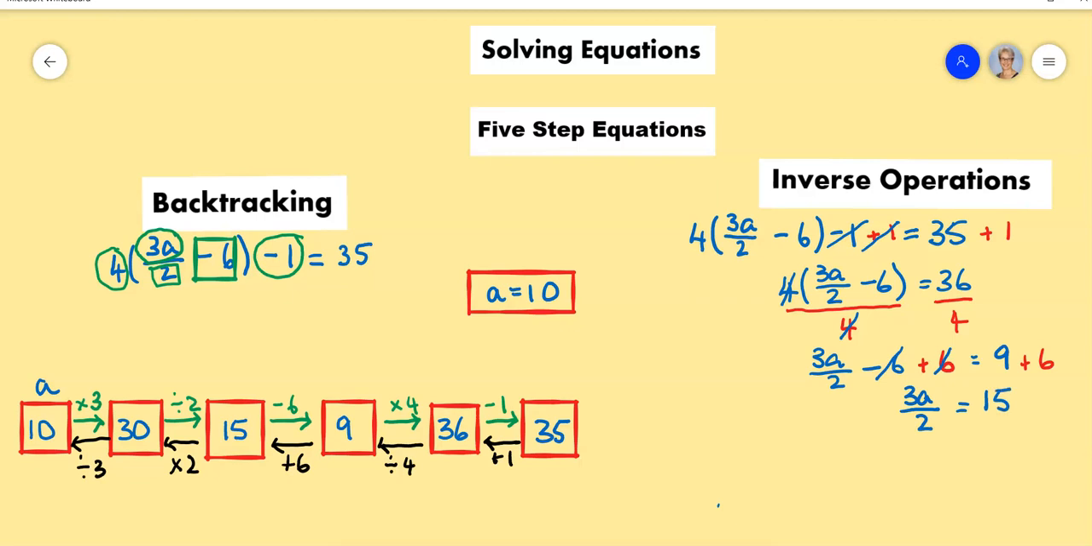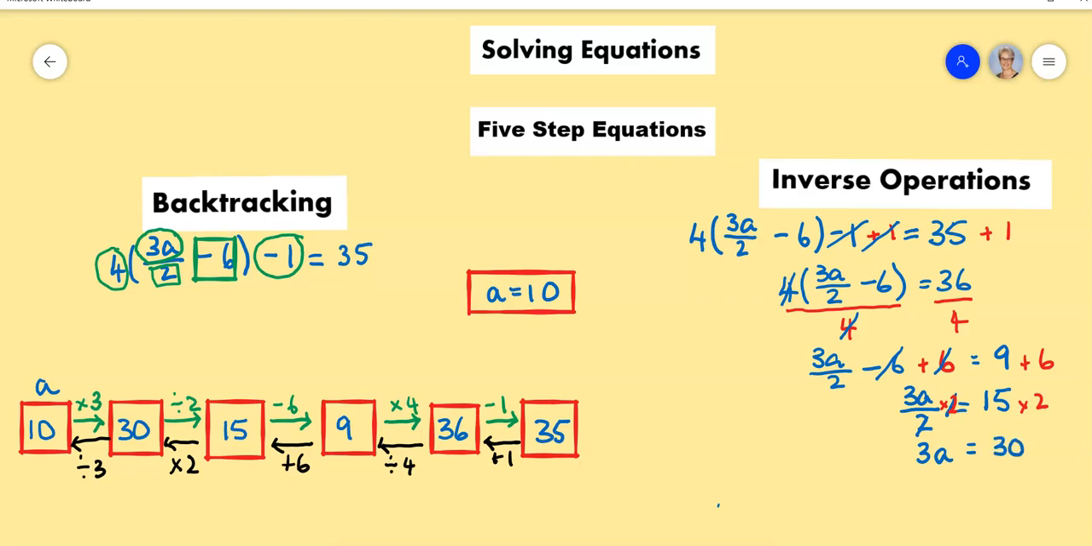The next thing that I had to do was to multiply by 2. So that's what I'm going to do here. I'm going to multiply by 2 to both sides. Now, divided by 2 and times 2 will cancel out. I'm now left with 3a is equal to 15 times 2, which is 30.